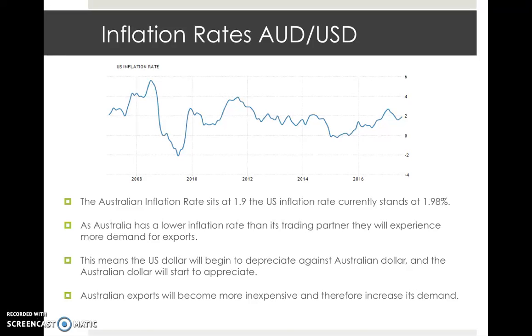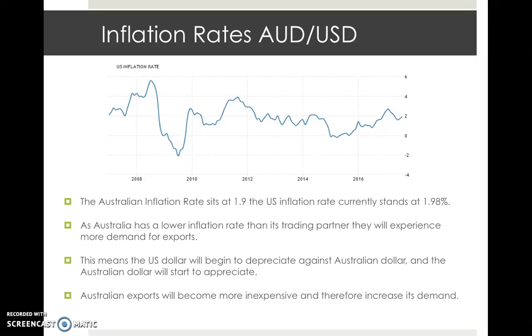The Australian inflation rate sits at 1.9%. The US inflation rate currently sits at 1.98%. While inflation rates in Australia have been steadily decreasing, we can see from the graph that the US inflation rate is fairly volatile. They experienced an increase in inflation during 2016, which dropped towards the end into 2017.